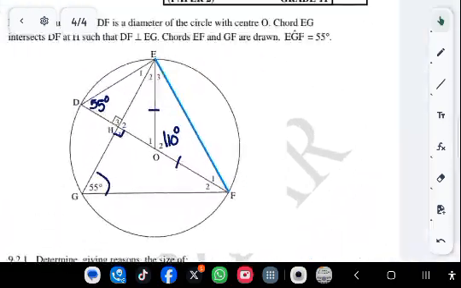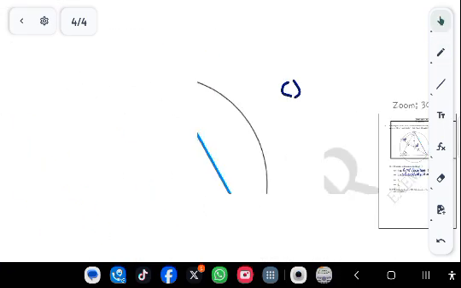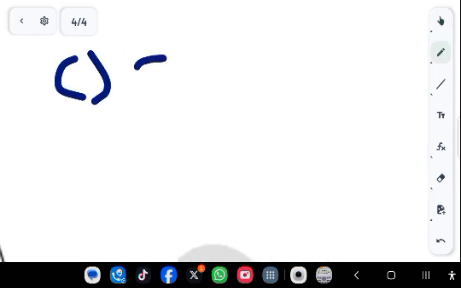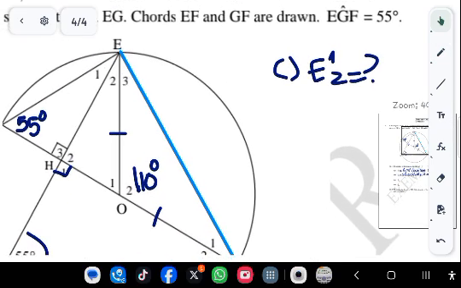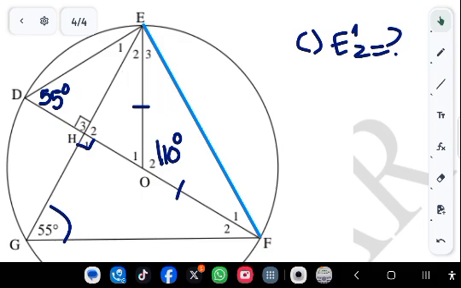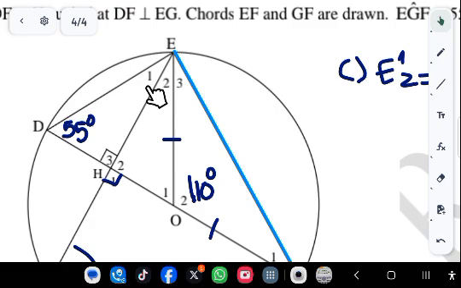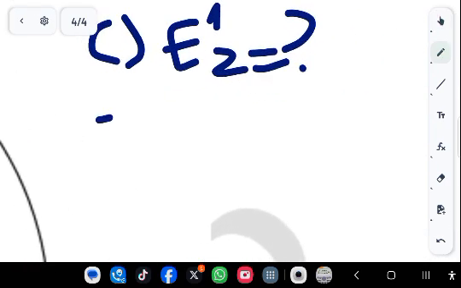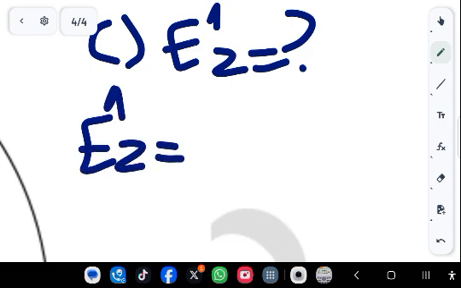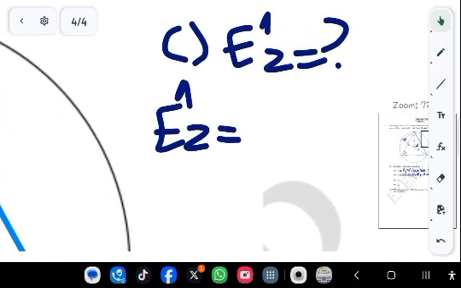So this is number C. Okay, let's find angle E2. We're looking for angle E2. To find angle E2, we need to use all the angles in that vicinity. So let's find angle E1 first.